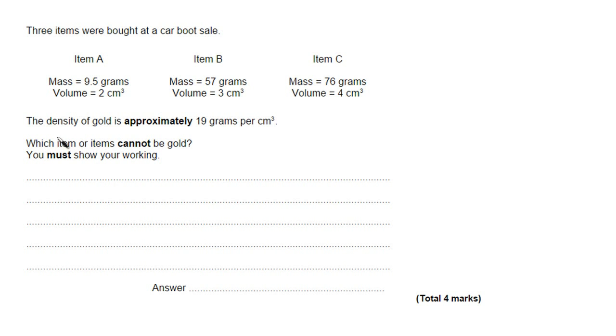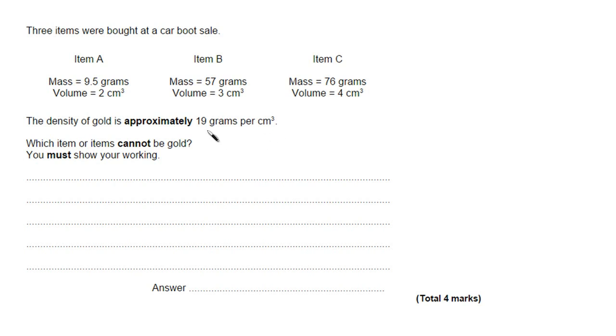So here we have an exam question on density, which is quite unusual. The density of gold is approximately 19 grams per cubic centimetre, we're told. So grams per cubic centimetre is the units for density. And what we've also got here, we could say, is a rate. So 19 grams per cubic centimetre.